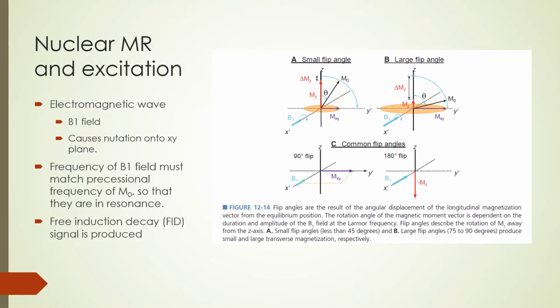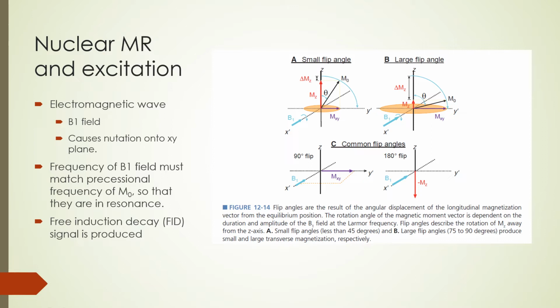When an electromagnetic wave having the same frequency as the precessional frequency of the protons is applied to the bulk sample, the magnetization vector M0 is nutated or flipped onto the xy plane to produce a maximum transverse magnetization Mxy. The magnetic component of the electromagnetic wave that causes the flip is called the B1 field. This process is called excitation.